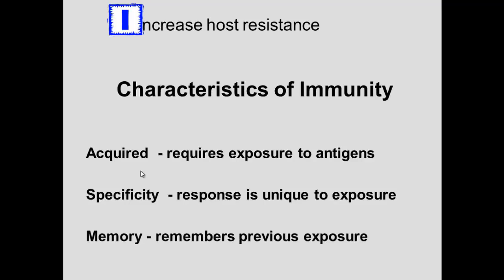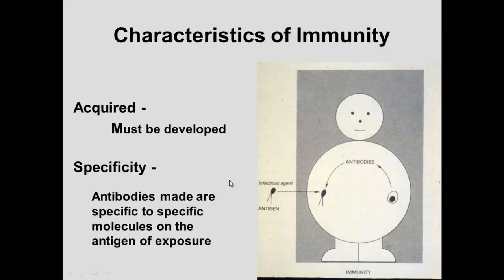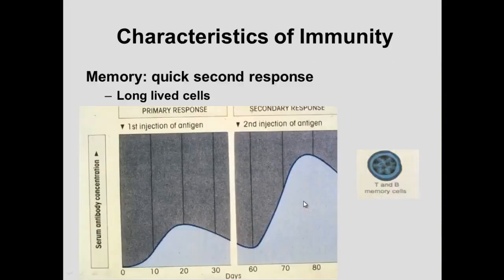Also, it has memory. It remembers a previous exposure. So it's acquired, it must be developed. For the antigens that we're exposed to, we make antibodies against those specific antigens and not other antigens. The specificity is for those specific ones and not other ones, and it has to be acquired. That is, it has to be exposed to the antigen so the immune system can know what to mount a response to.